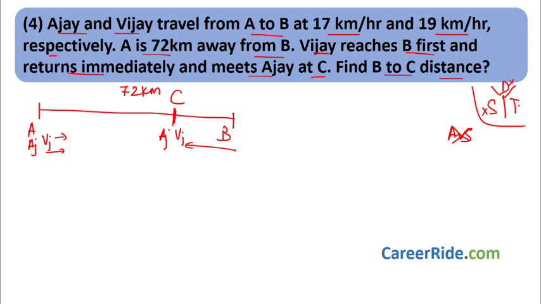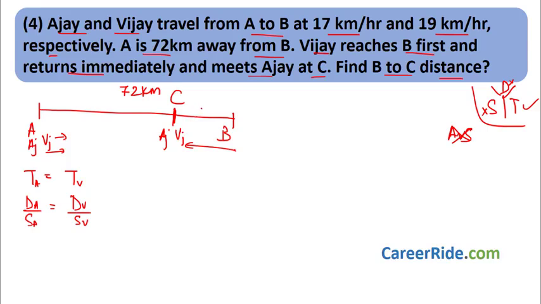So let us see if the time is the same. Both of them start together and both of them meet each other at C, that is, they stop at C. That means the time is the same. So let's write: time for Ajay is the same as time for Vijay. Time is nothing but distance upon speed. Distance of Ajay upon speed of Ajay, and distance of Vijay upon speed of Vijay. Both are equal. Now, what do we have to find? We have to find the distance B to C. We do not know the distance.